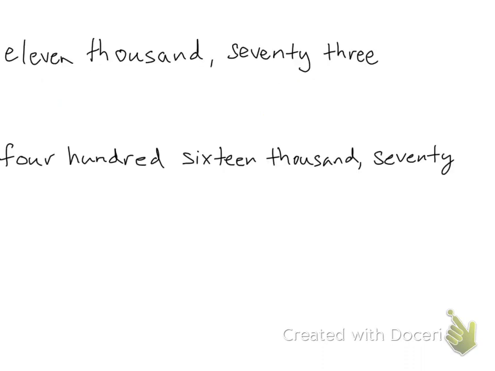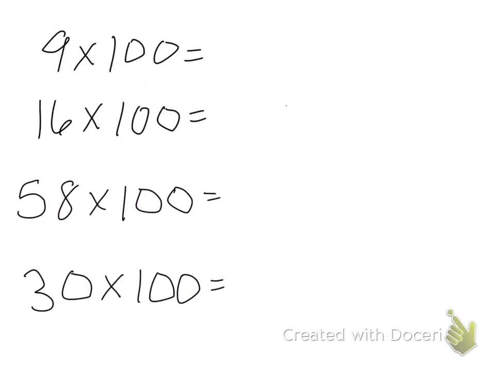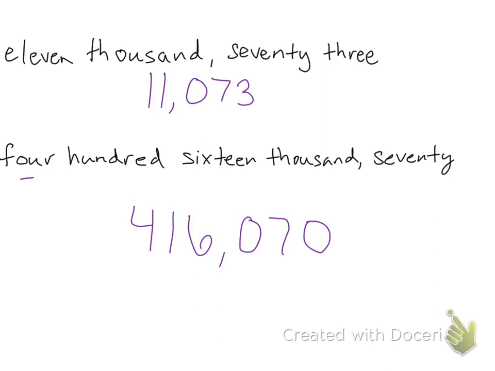Okay, so here we have 11,073. So I would write this as 11,000, 73. Okay, no numbers in the hundreds place. Okay, the next one is 416,070. So I would write 416,070. Okay, all right, so that's how you would write with commas.